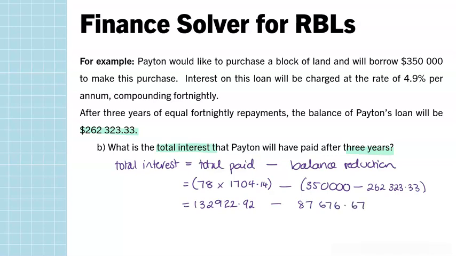$87,676.67. So now we can work out our total interest paid. That will be the difference between what we paid and how much came off our loan, because remember that the payments are split between those two things, interest and balance reduction. And so that leaves us with $45,246.25 total interest paid on Peyton's loan.